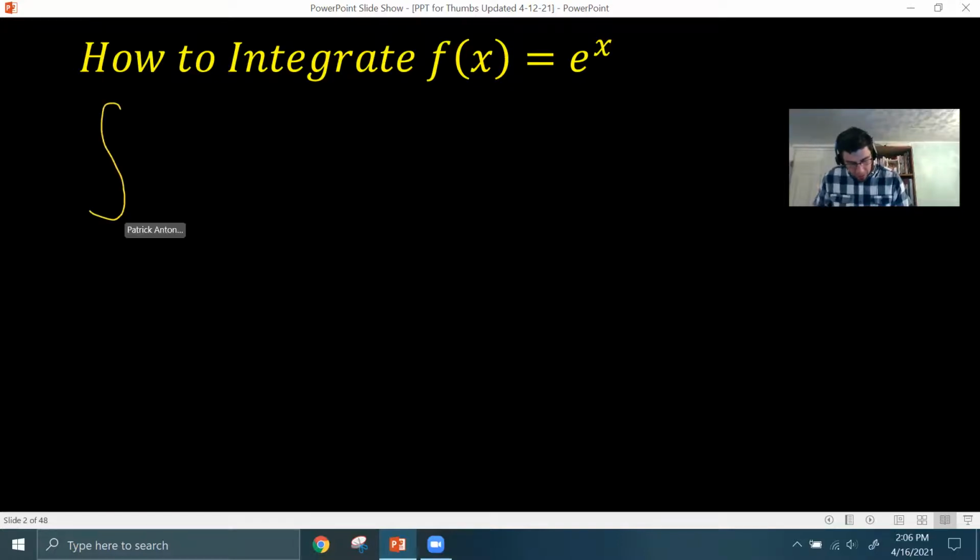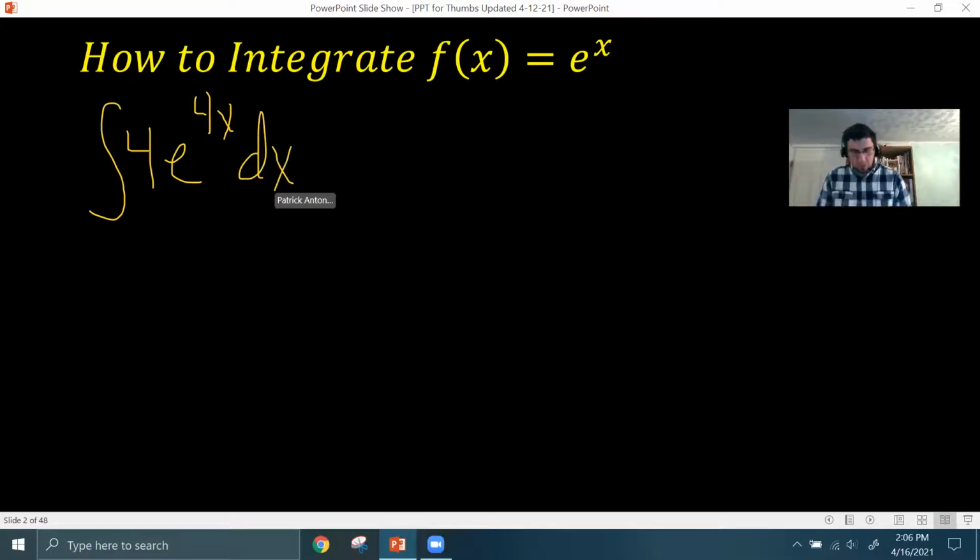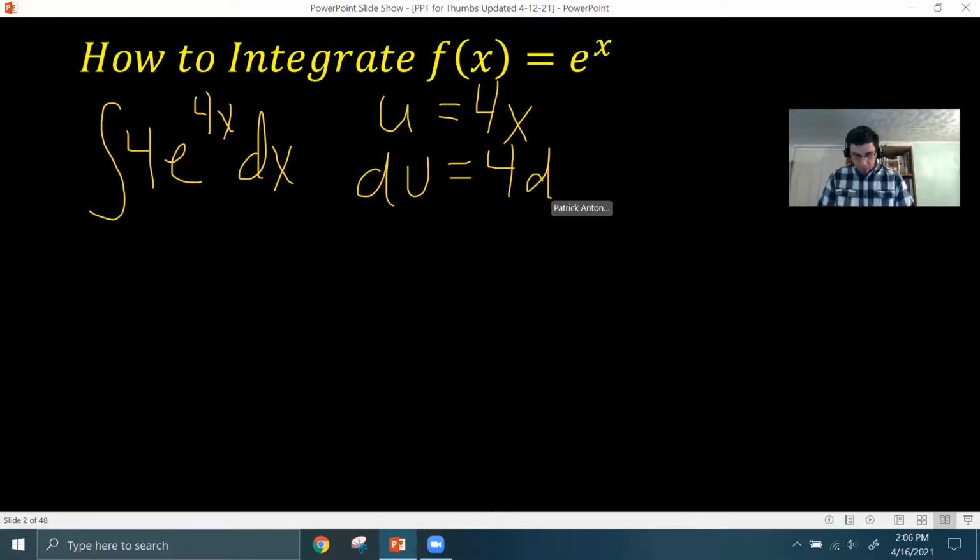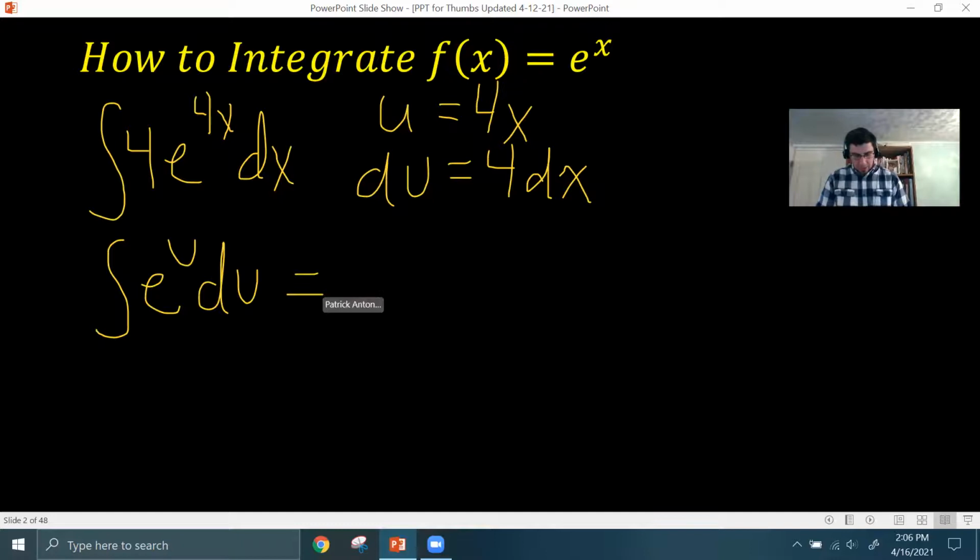So for example, if I had the integral of 4e to the 4x, the exponent is no longer just x. It's its own function. It's 4x. So this would be a candidate for u-substitution. So let u equal 4x, and then du equals 4dx, and we can do the substitution because everything lines up. The u replaces the 4x, and the du is going to replace the 4 and the dx. So your integral would become e to the u du. Everything substitutes nicely. The antiderivative would just be e to the u plus c.